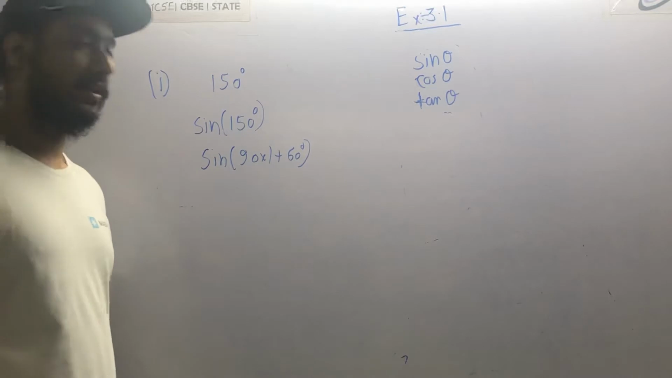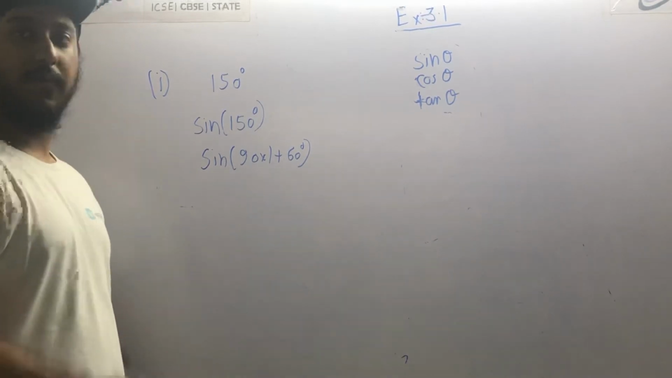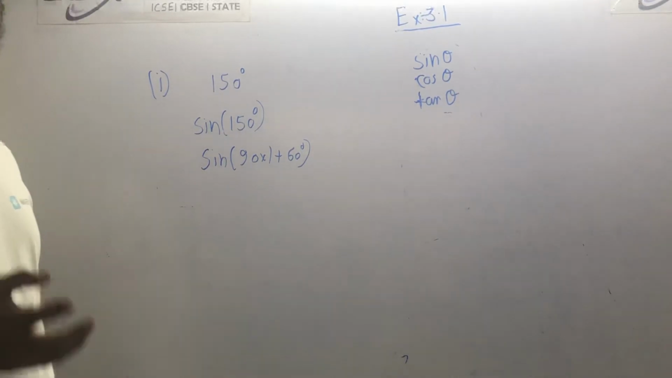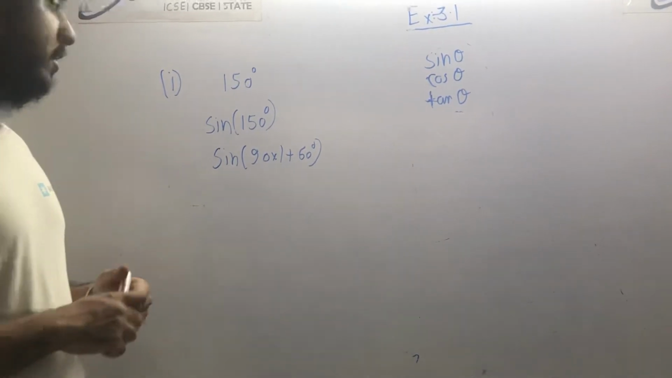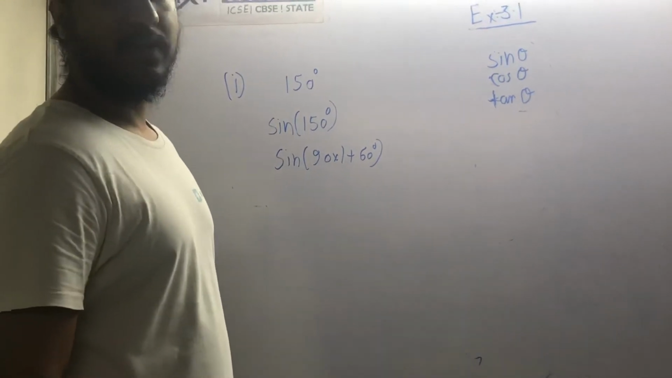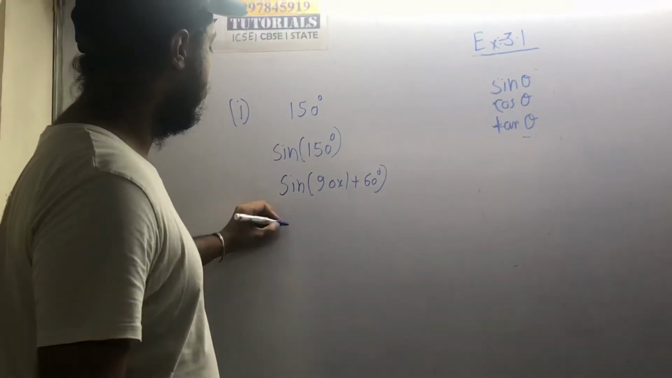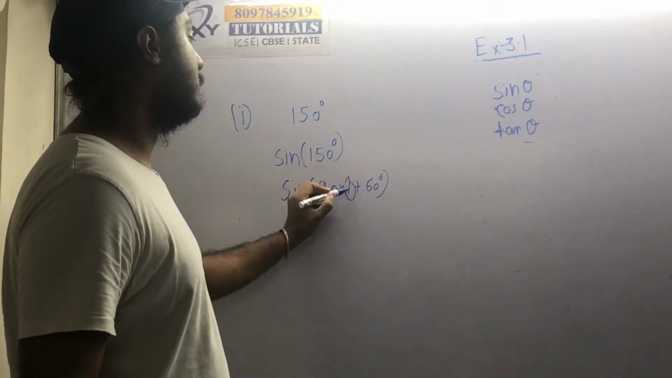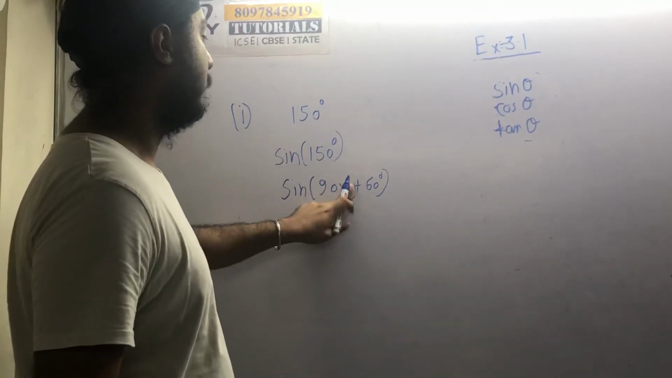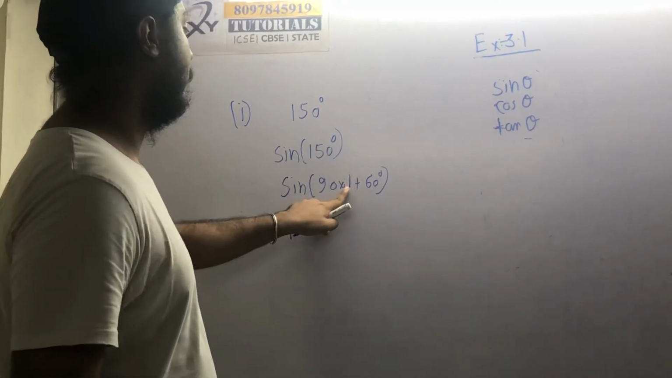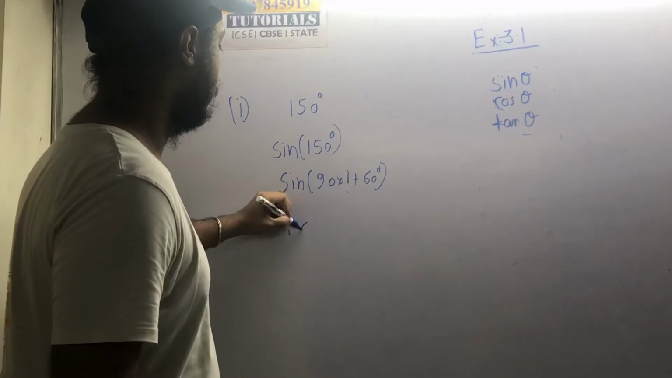Imagine in your mind. See, 90 into 1 is the first quadrant. One quadrant is 90 degrees. Plus 60 degrees, that means you will enter which quadrant? Second quadrant. So in the second quadrant, is sine positive or negative? Sine is always positive. Now the number written here is 1. Is 1 odd or even? 1 is an odd number, so sine will convert into cos.